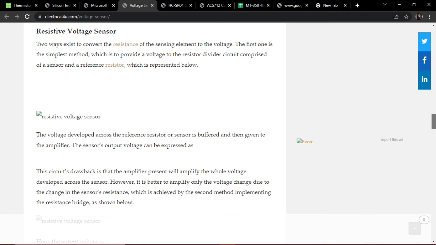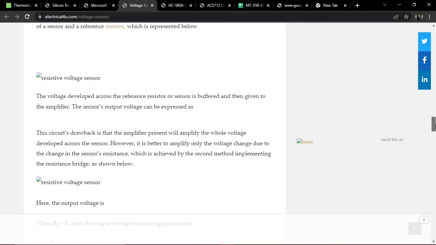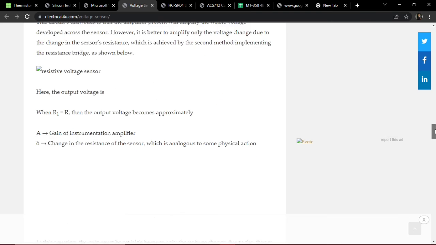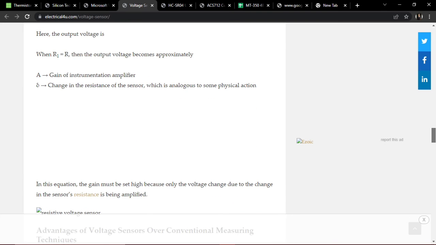The voltage developed across the reference resistor of the sensor is buffered and then given to the amplifier. The sensor's output voltage can be expressed as this. The circuit's drawback is that the amplifier will amplify the whole voltage developed across the sensor. It is better to amplify only the voltage change due to the change in the sensor's resistance. Then we have gain A, where A is the gain of the instrument amplifier and sigma is the change in the resistance of the sensor.